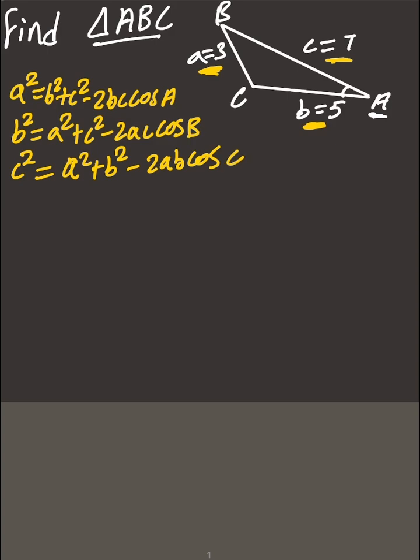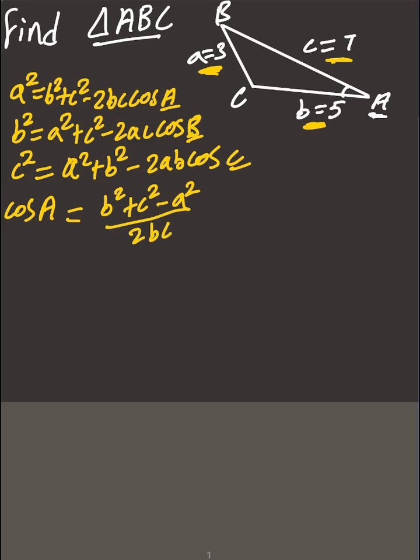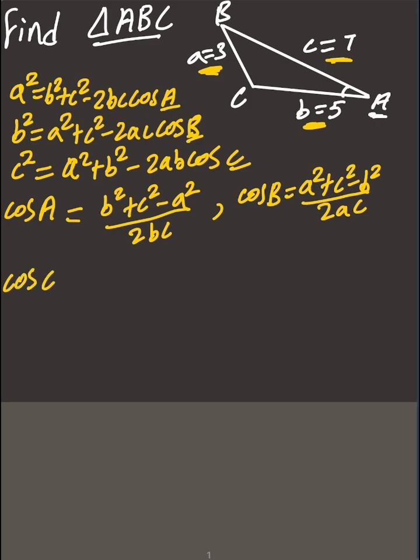Now we have to solve for each angle A, B, and C. So first I solve for cos of A, and that's going to be b squared plus c squared minus a squared all over 2bc. We do the same thing for cos of B, which is a squared plus c squared minus b squared over 2ac.